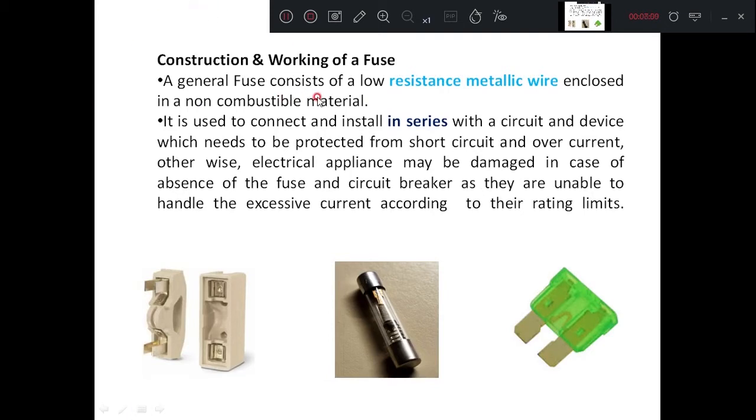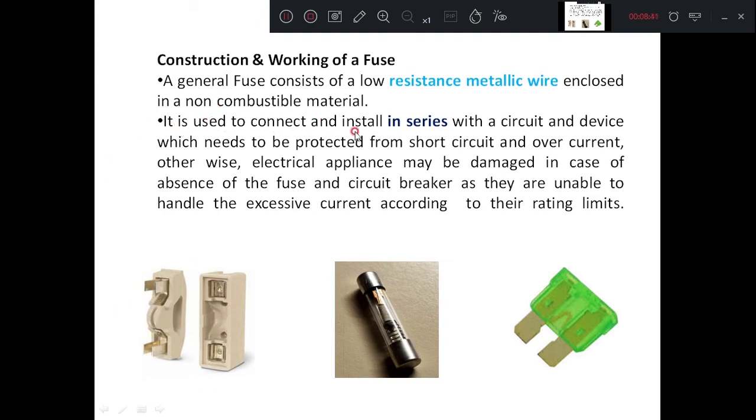The construction and working of a fuse. A general fuse consists of a low resistance metallic wire. The fuse is nothing but a low resistance metallic wire enclosed in non-combustible material, that is porcelain material. Here the supply is given at this point, and at this point a load is connected. In between these two there is a connection, which we call a fuse, a low resistance metallic wire, so that there is continuity. In the event of any fault, this part blows up, and then there is a discontinuity of the supply to the load.